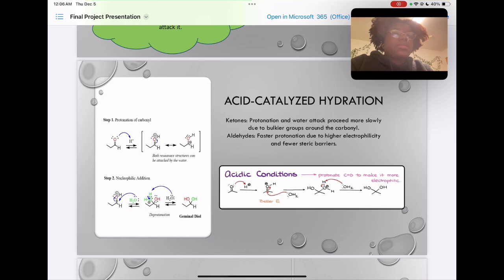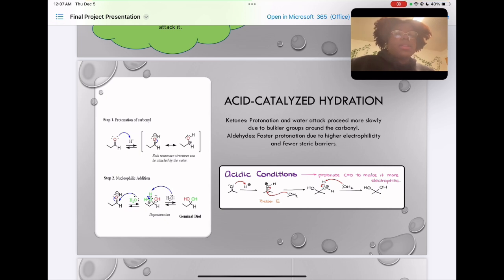Whenever you see an acid catalyzed hydration or a base catalyzed hydration, your product is going to be a geminal diol. And so for ketones, that's going to be the same thing. Your mechanism is going to be fairly the same. In the acid catalyzed hydration of aldehydes, you're going to have a faster protonation because there is going to be less steric hindrance. And that's going to come up a lot in this presentation.